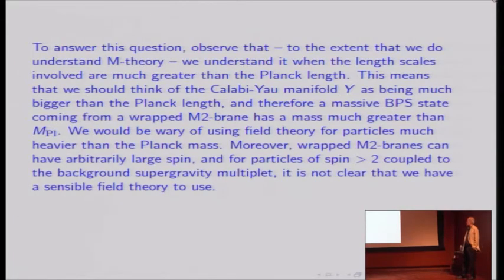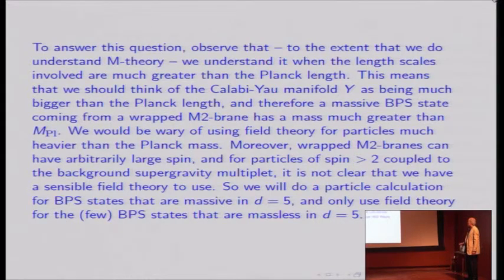But even if you want to do field theory, you're going to have trouble, because wrapped M2 branes can have arbitrarily large spin in space-time, and for particles of spin greater than 2, coupled to the background supergravity multiplet, it's not clear we have a sensible field theory to use. So you've been hearing lectures on higher spin by Jambi, and you can try to apply what you've learned and find a sensible wave equation for a particle much bigger than the Planck mass with a spin of 92, coupled to the graviphoton background. But you should be suspicious of whether that's the right thing to do for this problem.